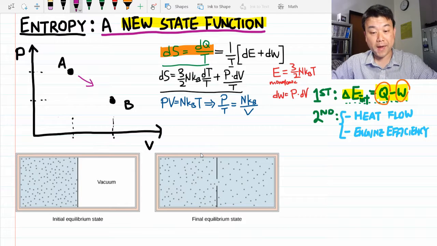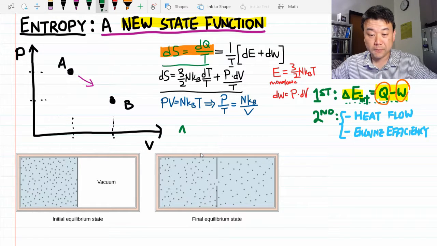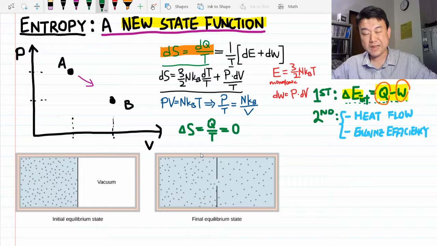I'm not going to draw a path because this is a non-quasi-static process, and drawing a path on the PV diagram implies that there's a path to be drawn. Here there's no path. You just start at A, some moment later you're at B. Now, if you try to naively apply that change of entropy is equal to Q over T, you will naively conclude that change of entropy is zero because there was no heat transfer. In fact, your textbook calls this an adiabatic process, and I never liked that description.